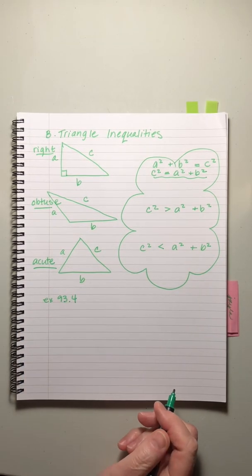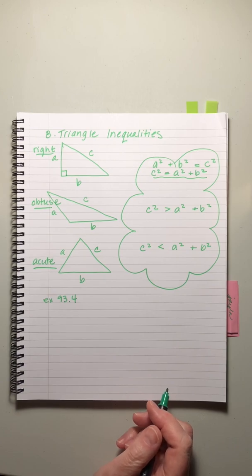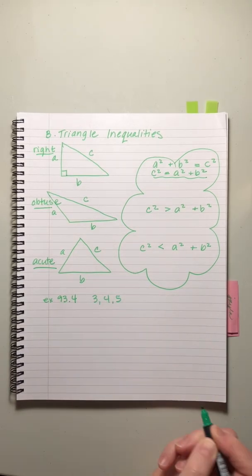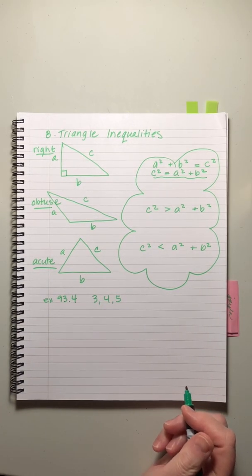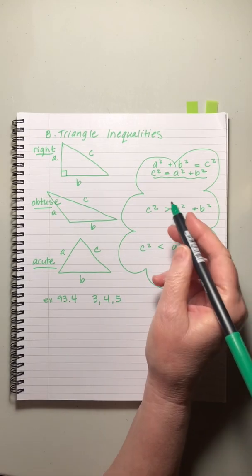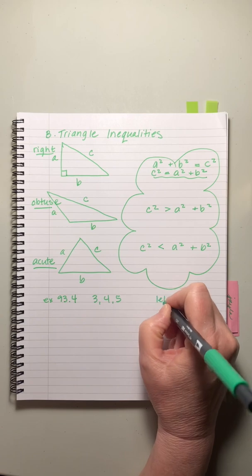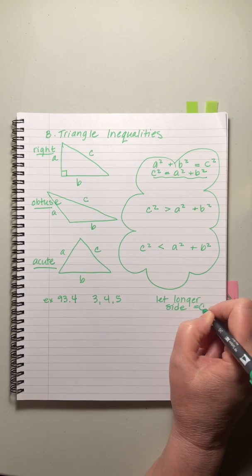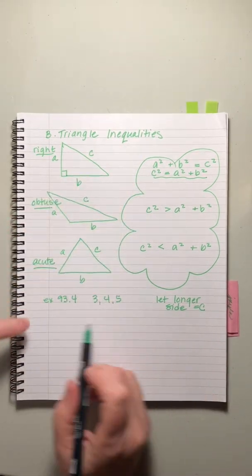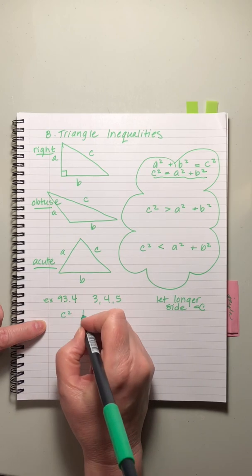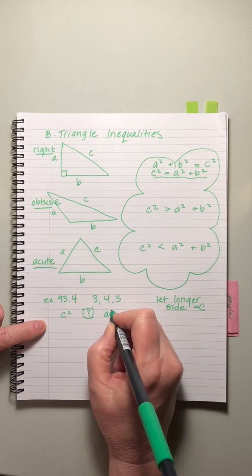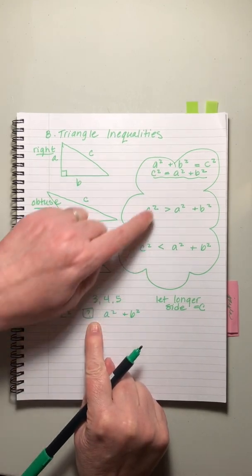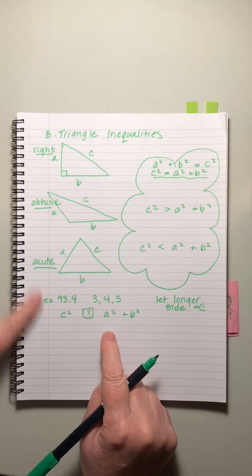93.4. Is the triangle whose sides are 3, 4, and 5, is it a right triangle, an acute triangle, or an obtuse triangle? Okay, all we have to do is set it up. We always let the longer side equal C. So what we want to do is we want to set it up as C squared something A squared plus B squared. Okay, so we're going to define the numbers, and then we're going to see what's true. Equals, greater than, or less than, and then that will tell us what kind of triangle we have.